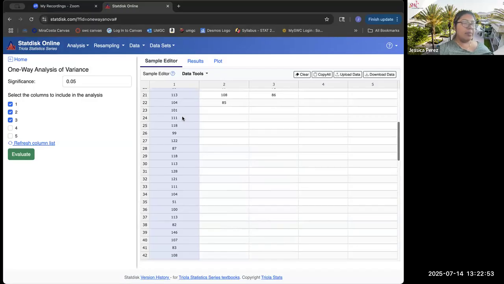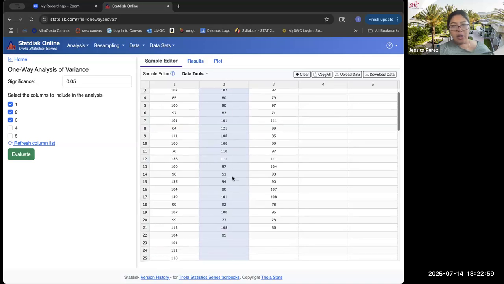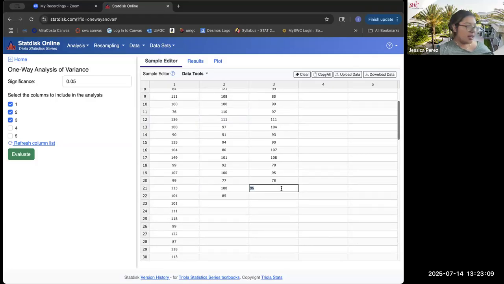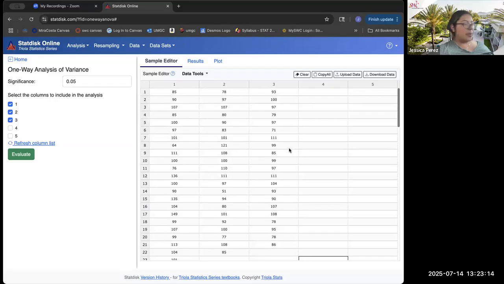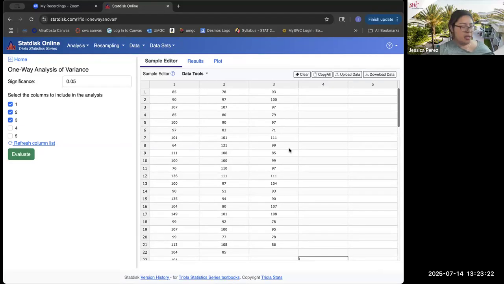You're going to put in the median blood level on the next one. So 78, 97, 107, 80, list them all out. And then the third population is a high blood level. So 93, 100, 97, 79. Again, all this data is coming from my slide 12, my third population. Now that I have them all together, they are all independent.